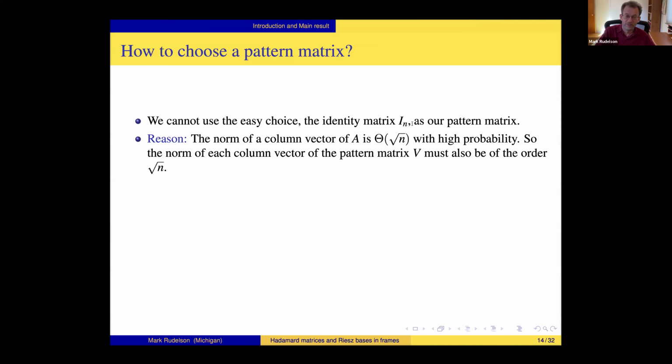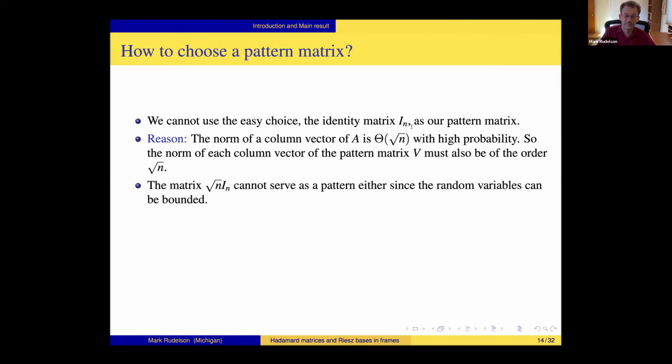Well, this example is very easy to modify. Let's take the same identity matrix and scale it by square root of n. But this doesn't work either, because the random matrix may have bounded entries, and this is actually important. One of the basic examples are the random plus minus 1 entries. And in this case, we cannot find an entry close to square root of n.